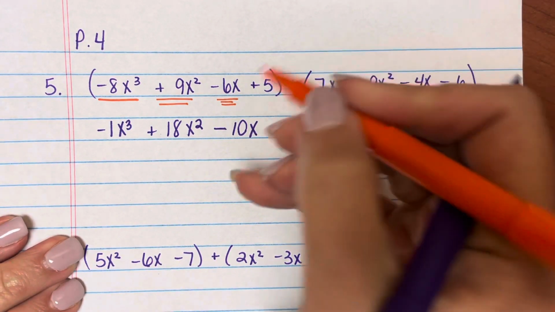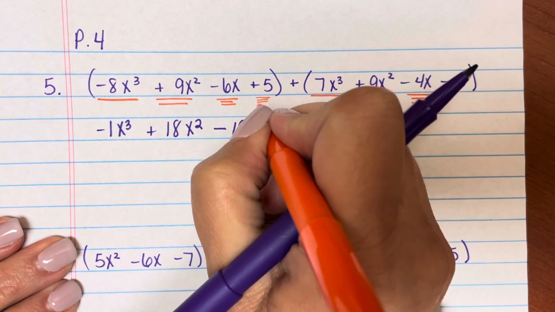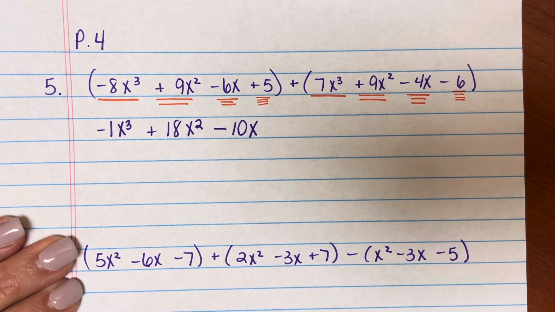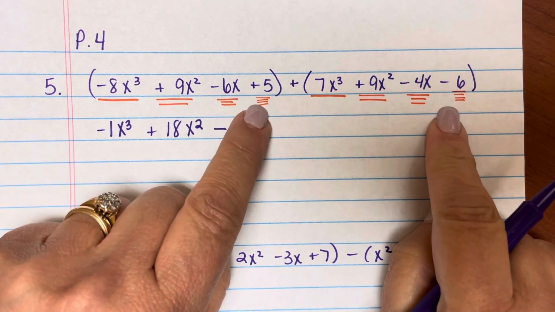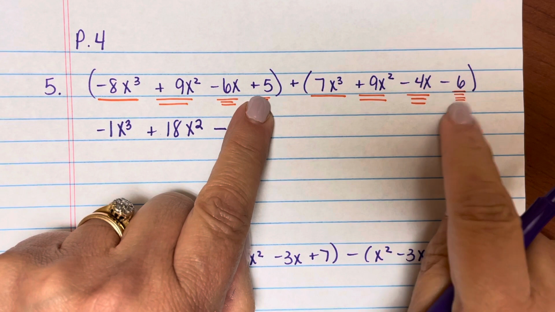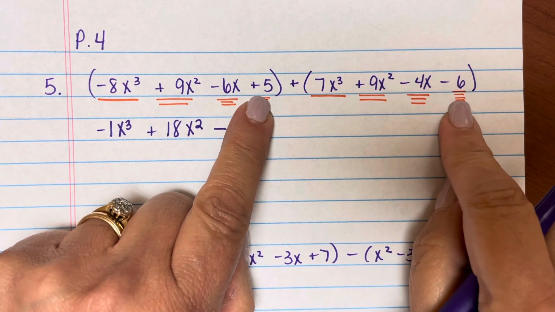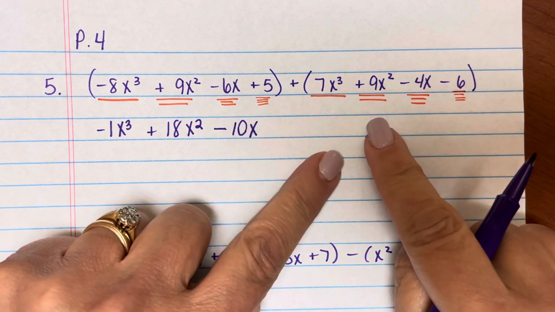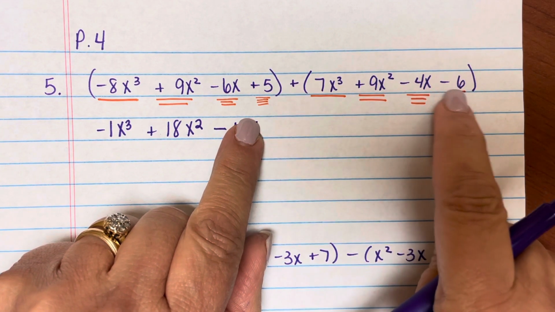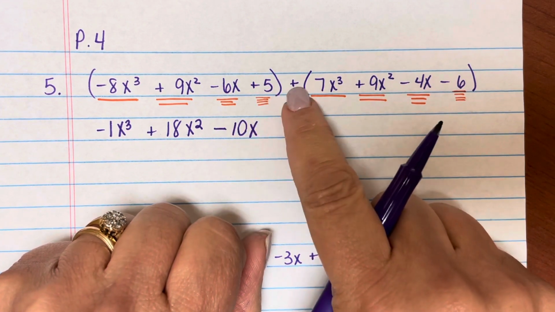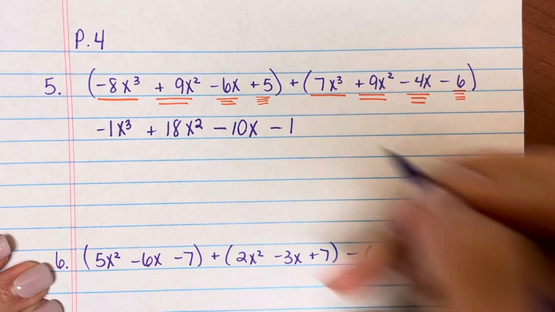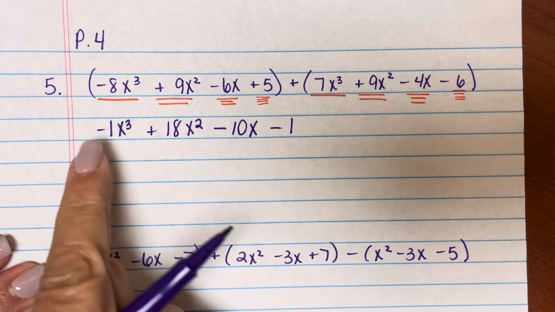And now we have the constant. Constant is a word to say the number without a variable. So this is a constant because it doesn't have a variable. And this is a constant because it doesn't have a variable. And constants are alike and can be added. So we have 5 plus negative 6. 5 plus negative 6 is negative 1. And this is our answer.